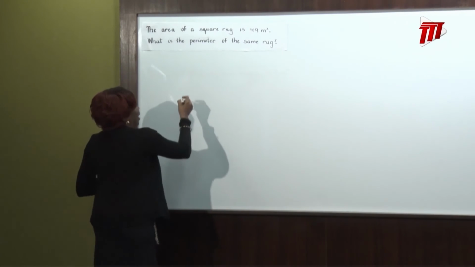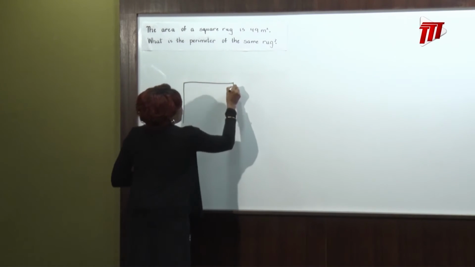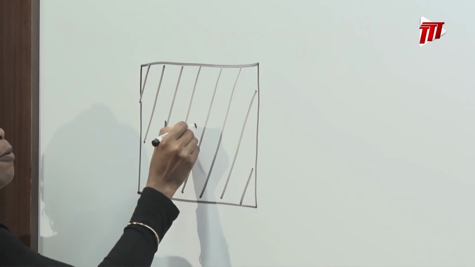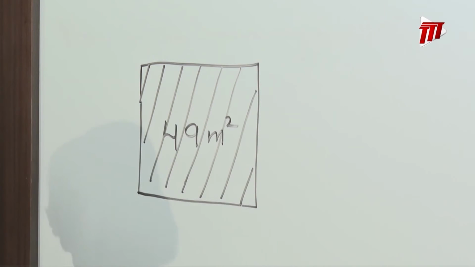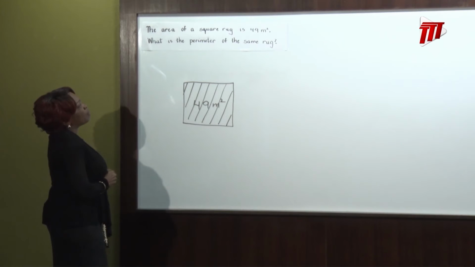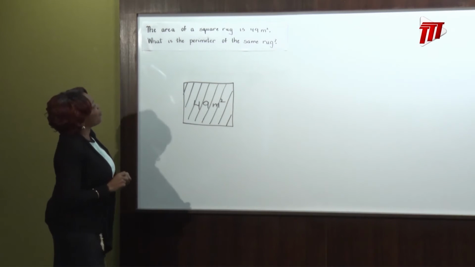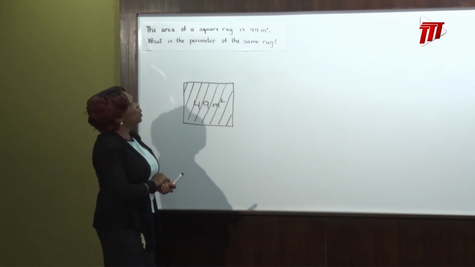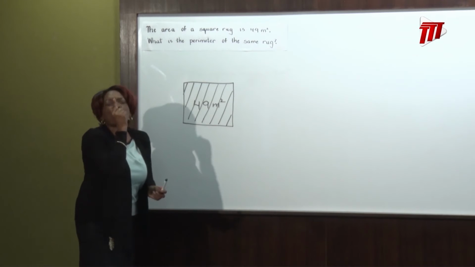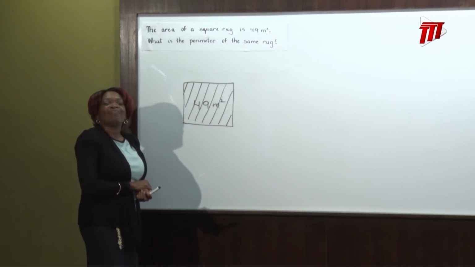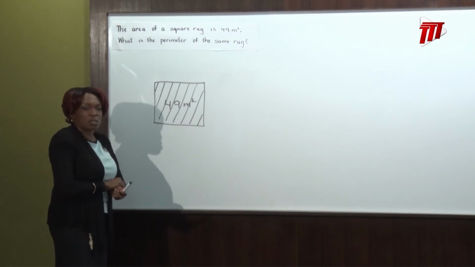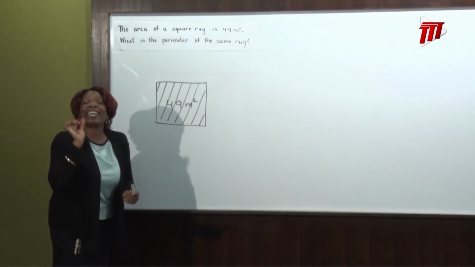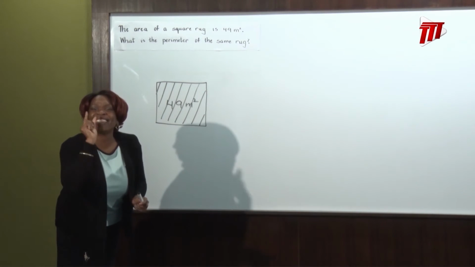Let's draw it. Remember, it's a square. So what does that mean? It means that all sides are equal. Are you understanding that? So this here would be 49 meters squared. So far, so good? Wonderful. Now, the question asks us to find the perimeter, but we have to do something before that. What can we do with the area of the square before we find the perimeter? Clue, work backwards. What can we find? I heard it, the side of the rug.